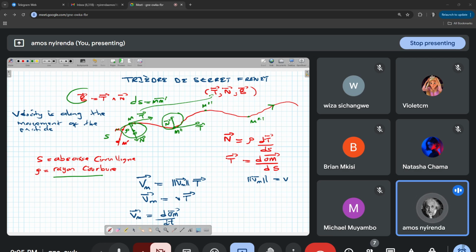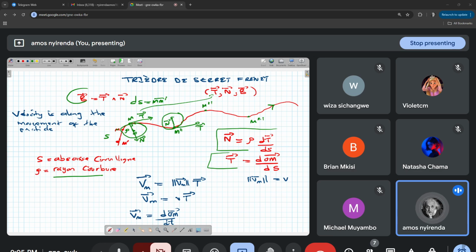Now, because we want to make sure that we cover as much as possible, I won't derive these expressions. What I'll do is, in the next one, create a small video where I explain where these formulas for n and t are coming from. However, just know for now that the normal vector has this expression, and then this is the expression of the tangent vector.